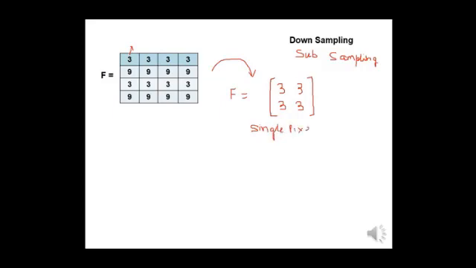In the other method we use average values. We consider any 2 by 2 matrix of this 4 by 4 matrix, like the top left corner, top right corner, bottom right or bottom left. If we consider the top left corner 2 by 2 matrix, the elements are 3, 3, 9, 9. Here we take the average of all these four values. Do the calculation: 3 plus 3 plus 9 plus 9.